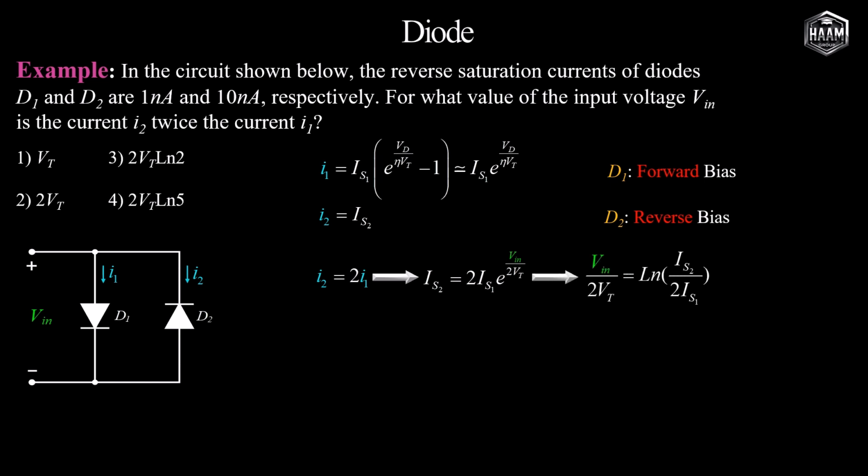Taking the natural logarithm of both sides, we have this relation: V sub in equals 2 times V sub T times the natural logarithm of 5. I sub S1 equals 1 nanoampere and I sub S2 equals 10 nanoamperes in this equation. So we have this answer, corresponding to answer choice number 4.